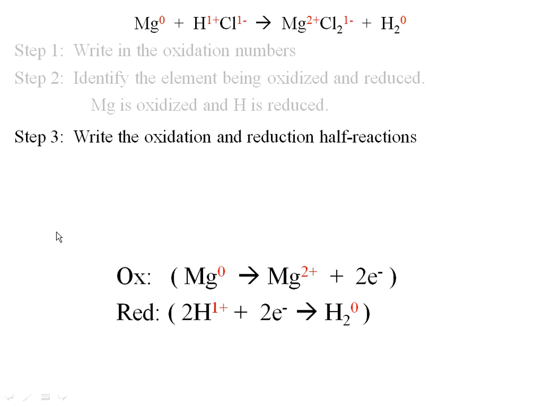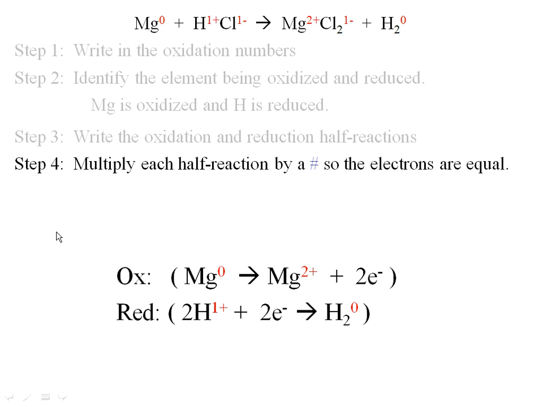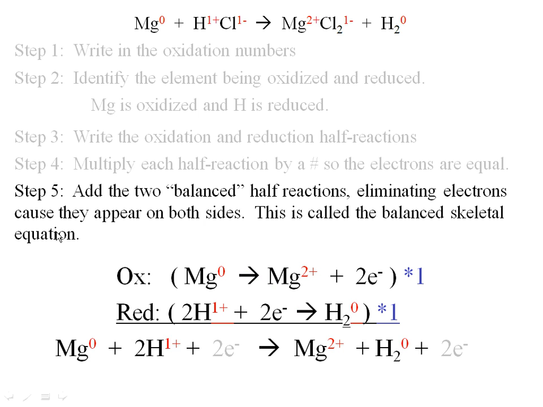Now that we have those written out, if we look at our 2 half reactions, life is pretty easy for us. For step 4, we have to multiply the half reactions by a number so the electrons are equal. In this case, they already are equal, so there is nothing we need to multiply by. I guess you could say we're multiplying by 1. All we're doing is taking everything on the left-hand side of those 2 arrows and writing it as one long continuous string of reactants, and everything on the right-hand side as one long string of products. And that is our net skeletal reaction.